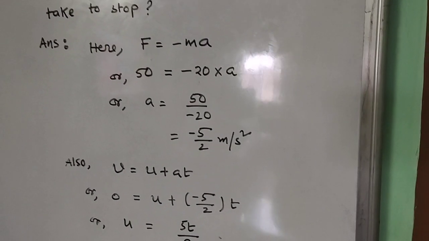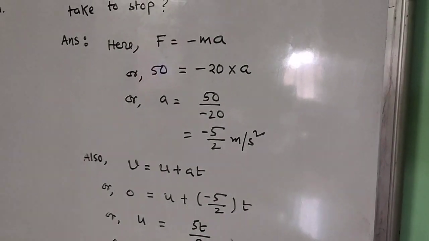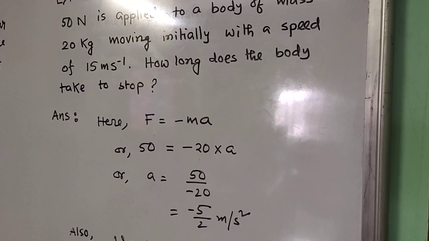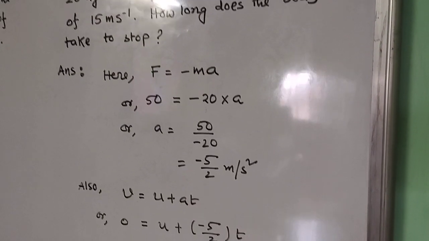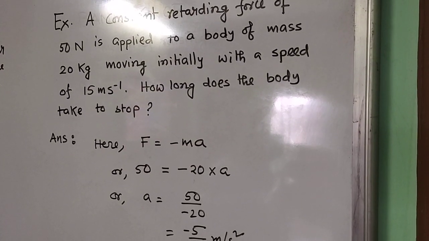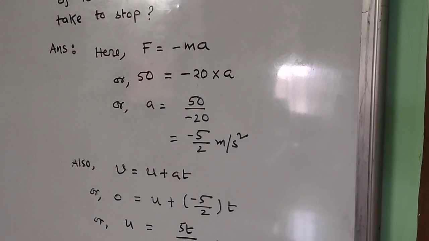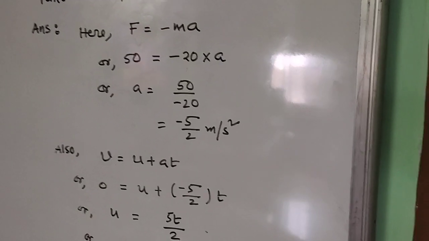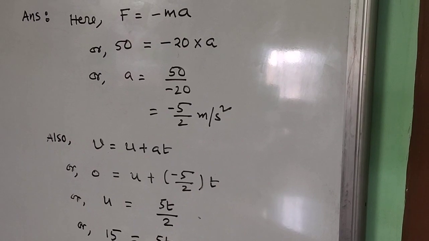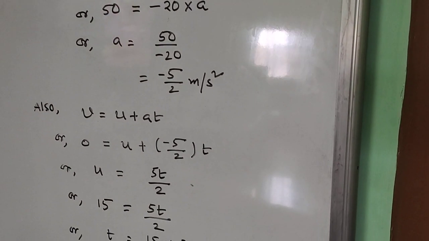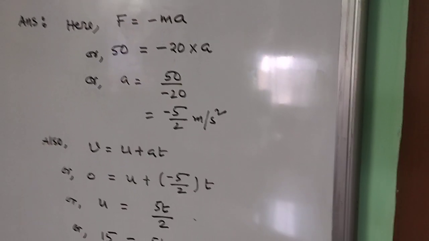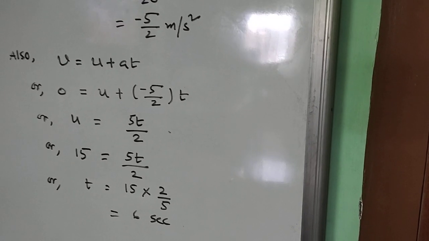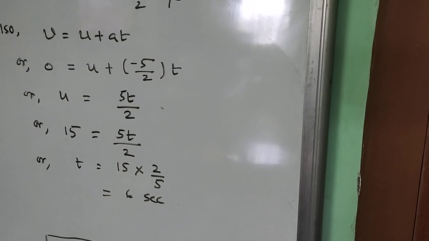Now the formula which you are going to use is the equation of motion v equal to u plus at. The final speed is 0 because it is asked how long the body takes to stop. So v equal to 0, and u is given as 15 meter per second, that is the initial speed, and acceleration with the negative sign we have got minus 5 by 2. So 0 equal to 15 minus 5 by 2 t. If you simplify, 5t by 2 equal to 15. So t equal to 15 into 2 by 5. On simplification we get t equal to 6 seconds.